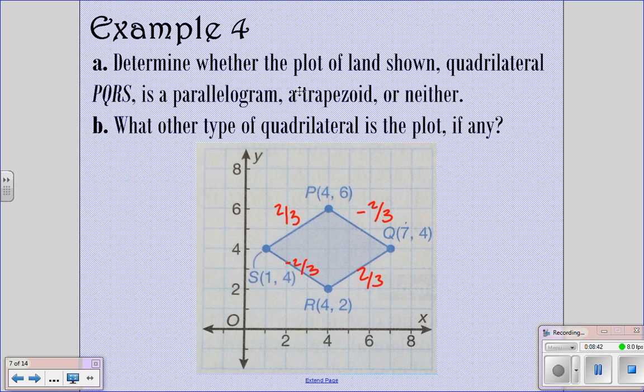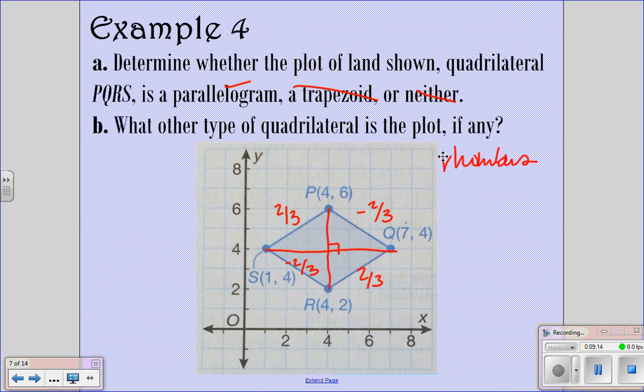It is not a trapezoid because it has 2 sets of parallel sides. So it is a parallelogram. It's not neither, it is a parallelogram. And then it says, what other type of quadrilateral is it, if any? Well, if you'll notice, the diagonals meet at right angles, and so that means that it is a rhombus.